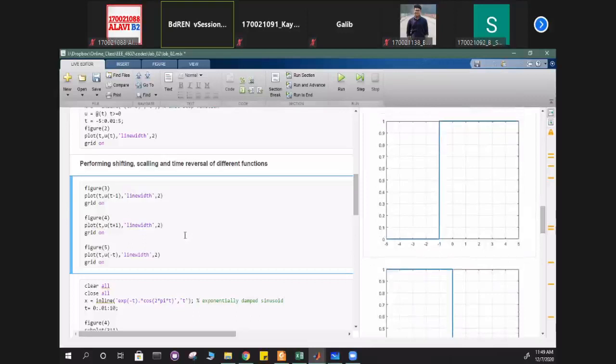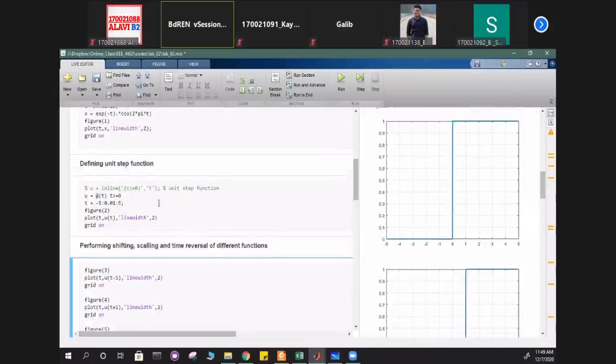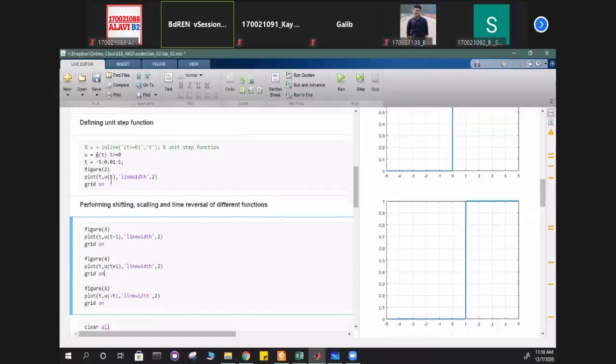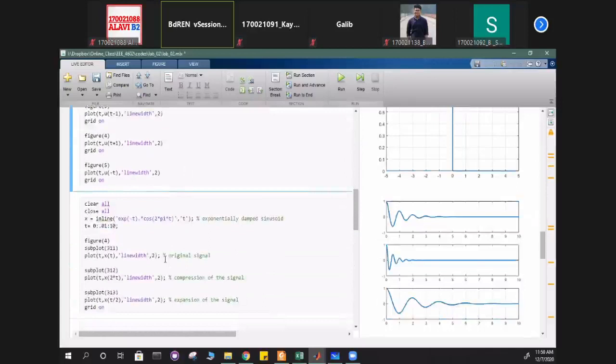And actually these things are similar. If you can represent a signal, then you can do the operations easily. So basically this u(t) can be any function, not only the unit step function. It can be any function that you have declared using an inline or anonymous function, and then you can actually do the shifting, scaling, reversal. So the last portion is the scaling.